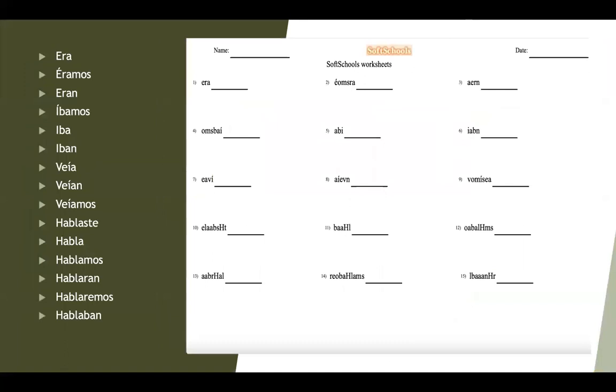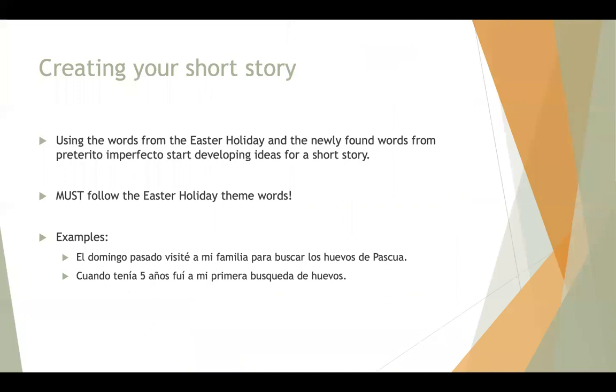After a few more minutes, here are your answers. Again, some of these bottom ones are the new ones that we didn't really get to use last class. So for habla, that kind of action, we didn't really get to practice more on those, but hopefully you were able to unscramble them. Now that we have all of these words together, the Easter day words and then the pretérito imperfecto words, we are going to construct our short stories.